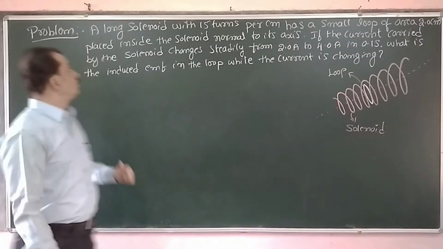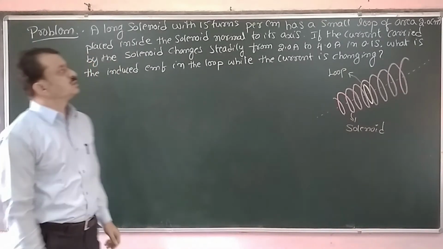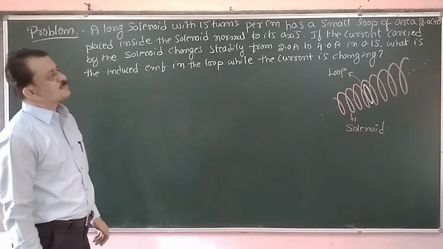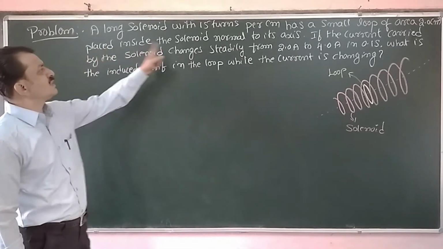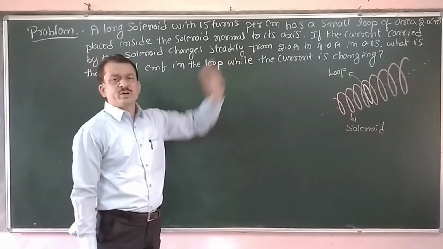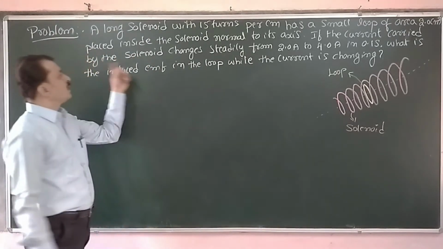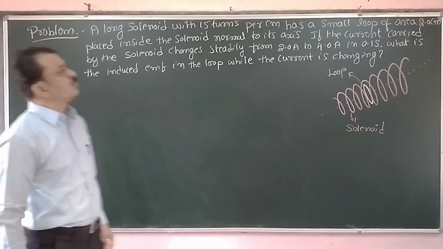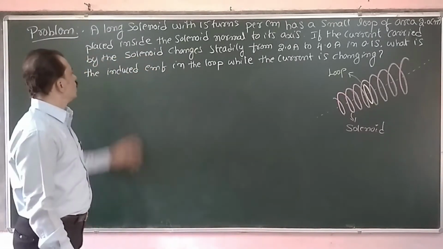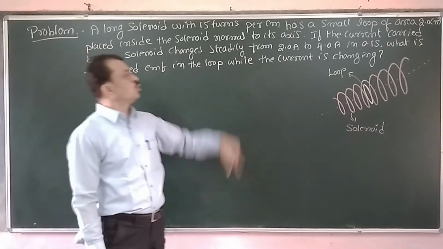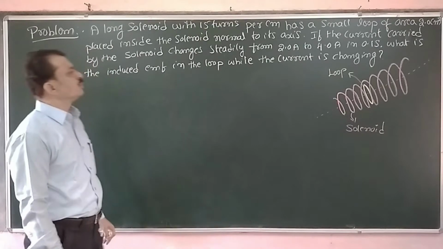Next problem. A long solenoid with 15 turns per centimeter has a small loop of area 2 centimeter square placed inside the solenoid normal to its axis. If the current carried by the solenoid changes steadily from 2 amps to 4 amps in 0.1 second, what is the induced EMF in the loop while the current is changing? This is the problem.